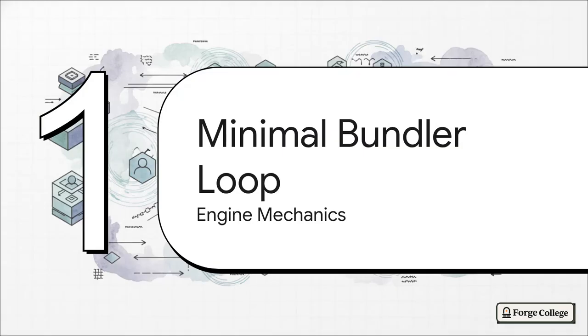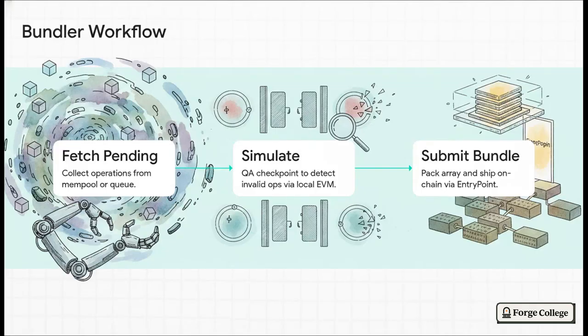All right, moving to Section 2, the minimal bundler loop, engine mechanics. Let's grab our magnifying glasses and zoom right in on the TypeScript loop that powers this whole factory. Every single bundler breaks down into three core functional steps. First, you fetch, collecting raw materials from a mempool. Second, you simulate, that's a strict QA checkpoint. And third, you submit, packing everything up and shipping it on-chain via the EntryPoint.